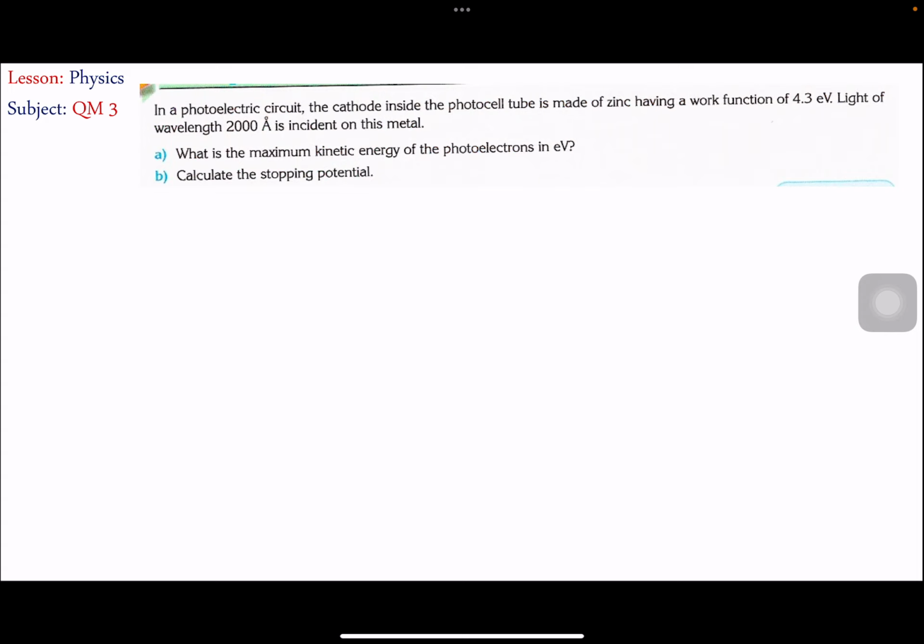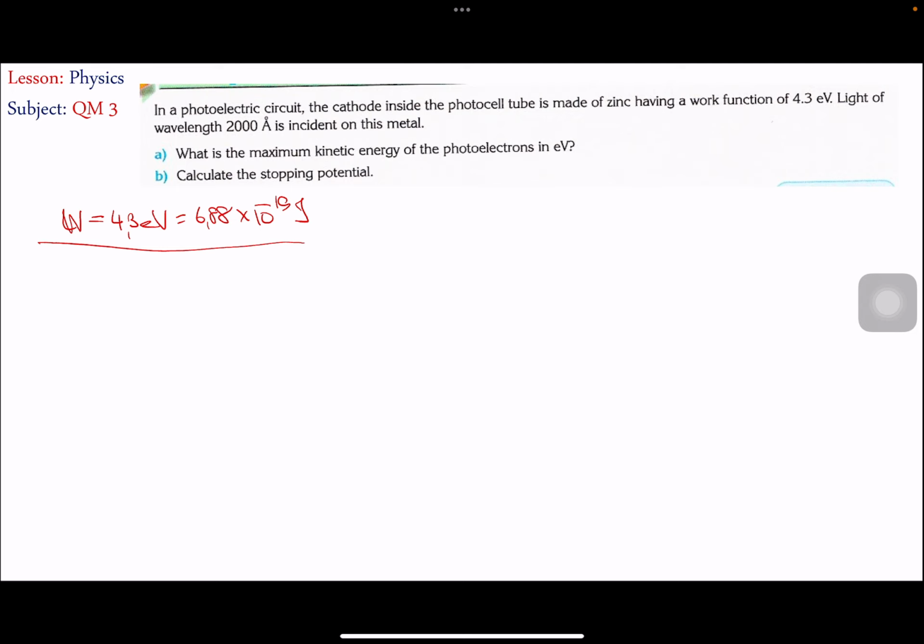Now let's come to the example, and we'll assume that in a photoelectric circuit, the cathode inside the photocell tube is made of zinc, having a work function of 4.3 electron volts. That will be more convenient if I just convert it to joules. I have to multiply it by 1.6 times 10 to the power of minus 19, so I'll get here 6.88 times 10 to the power of minus 19 joules. So that's the work function of a zinc plate.